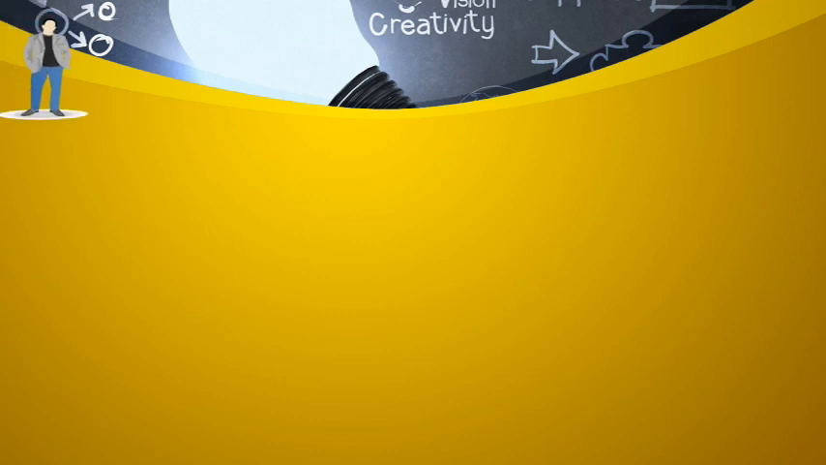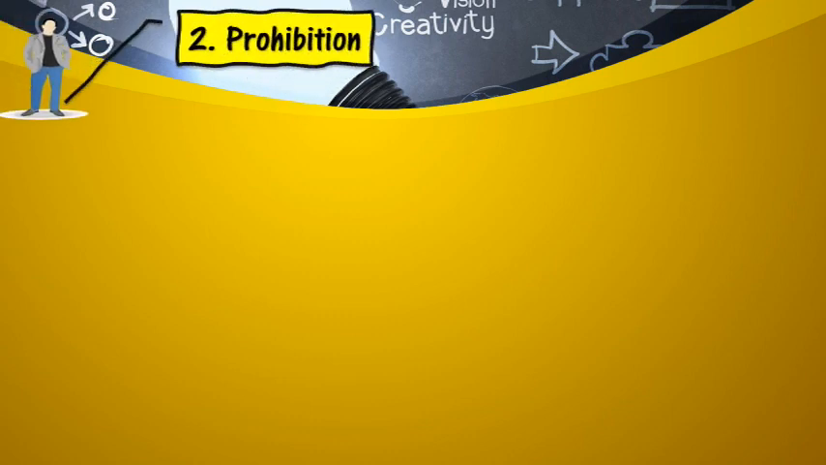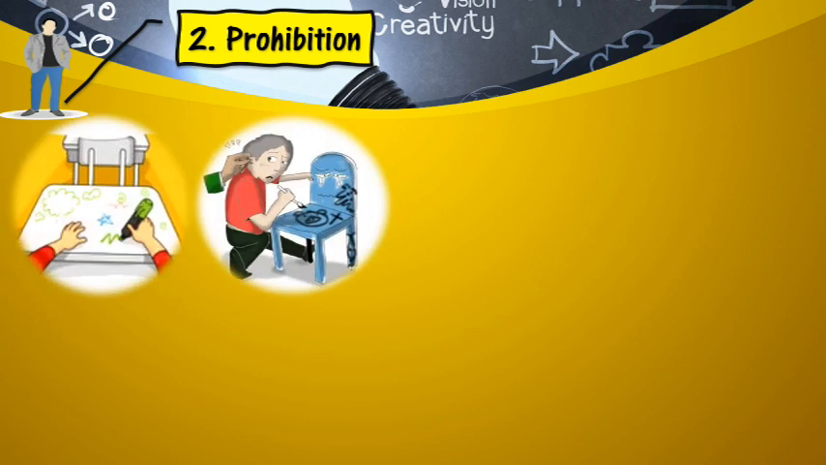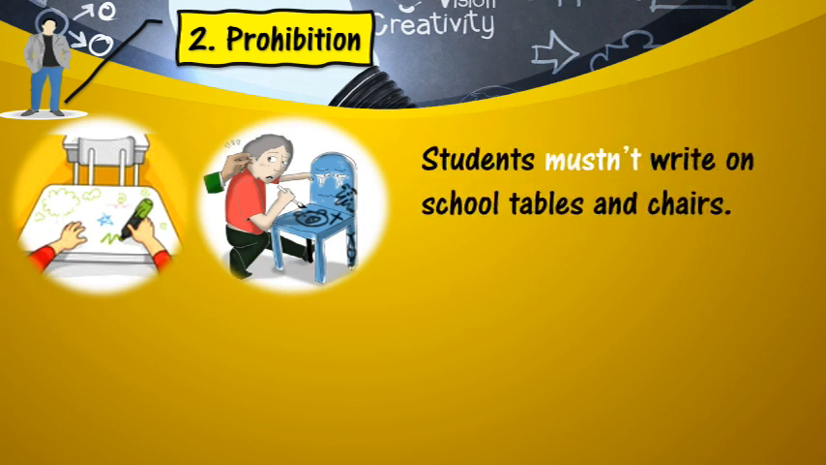Our second function is prohibition. This refers to a situation when we are not allowed to do something. You will understand better in these two examples. Look at these two pictures. These students are doing something they are not allowed to do, which is written on tables and chairs. Students mustn't write on school tables and chairs. Students must not write on school tables and chairs.